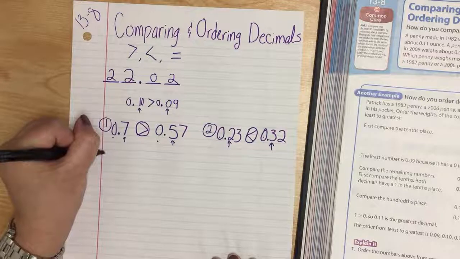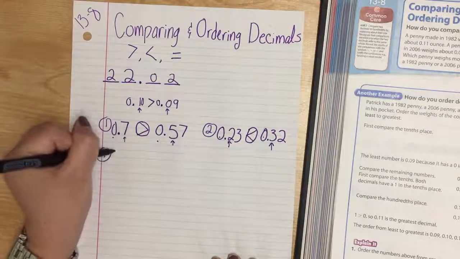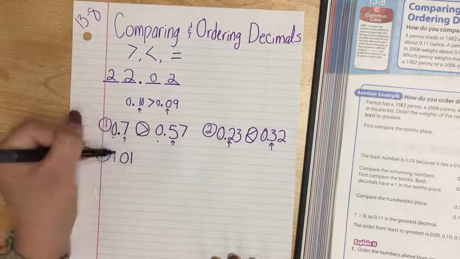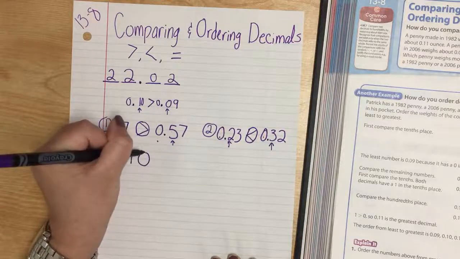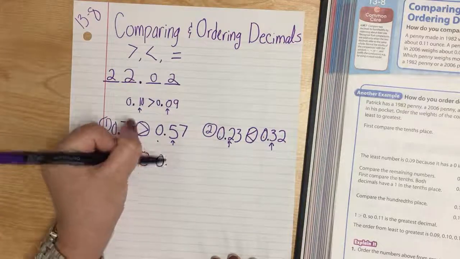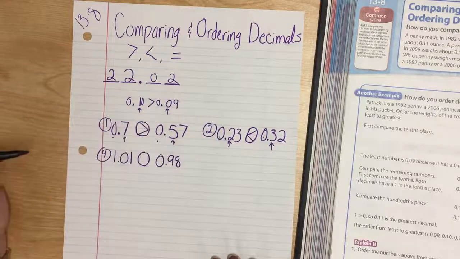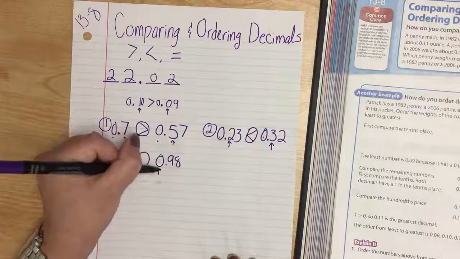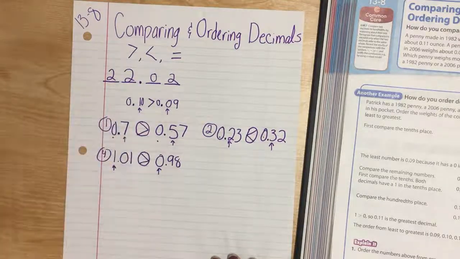Okay, for number 4, 1.01. Okay, I've got a whole number there. I got to remember that. Compared to 0.98. All right, there we go. Whole number? No whole number. Bigger.